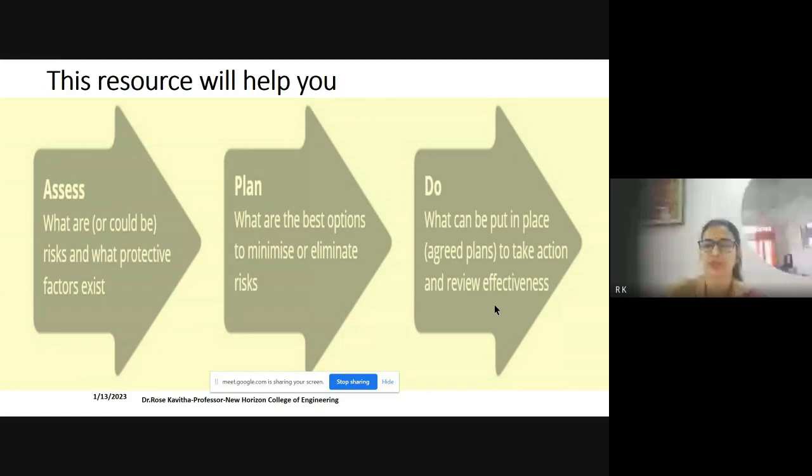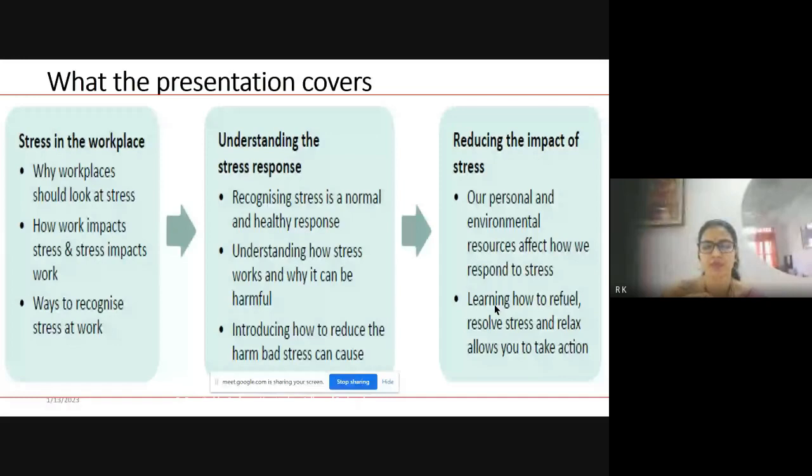I have written down something. These are the things which I need to do, and to take action and to review the effectiveness. Okay. So this is what I do. The time management as well as the stress management concepts. And the stress in workplace, how it is happening, why workplaces should look at stress, and how work impacts stress and stress impacts work. It's either way. And there are ways to reorganize the stress at work. It's the first portion of the presentation which I will be covering.